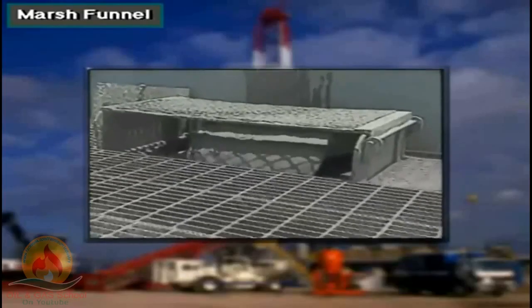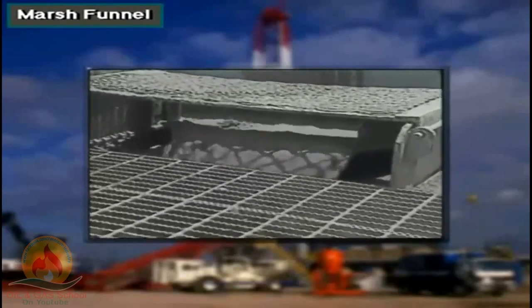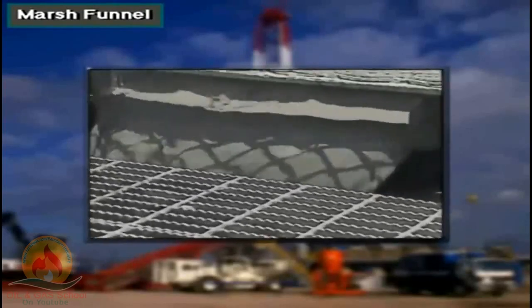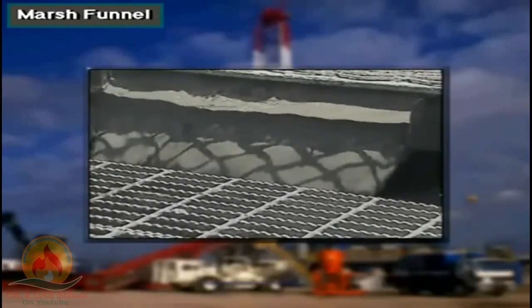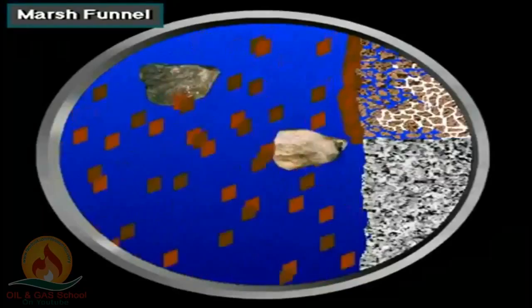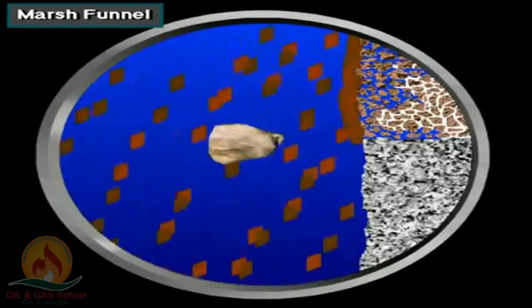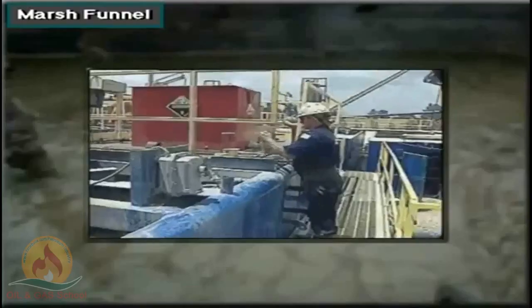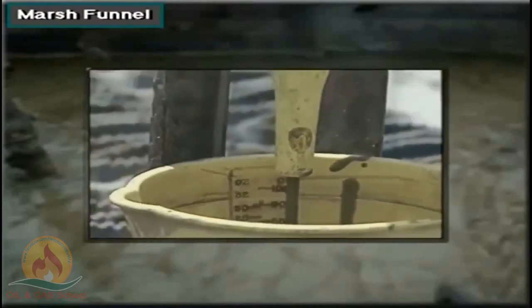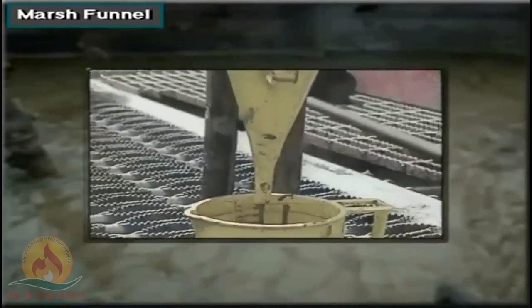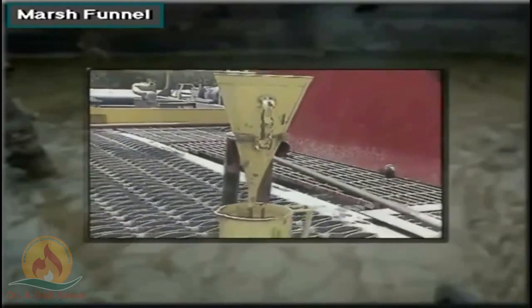The viscosity of the mud, its thickness or resistance to flow, is also an important factor. The mud's viscosity determines how well it can carry cuttings up the hole. One measure of a mud's viscosity is its funnel viscosity. That is, how many seconds does it take exactly 1 quart of mud to flow out of a special funnel called a marsh funnel?